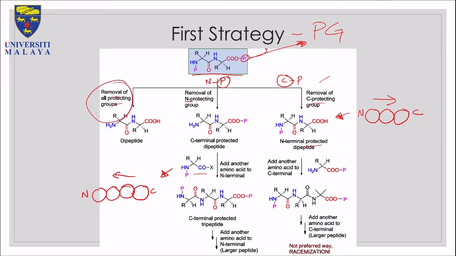Of course, if you just remove all protecting groups, you cannot grow them all together, but you will get your dipeptide of interest. So these two options, the most right hand side and the middle one, are ways by which you can grow not just a dipeptide but a tripeptide and so on and so forth. We will look at all of these in a little bit more detail, and what are the options or reactions that you can actually consider.